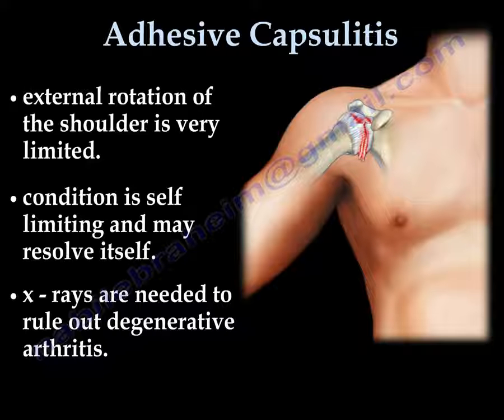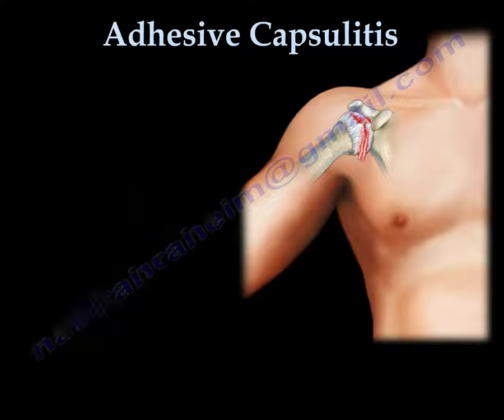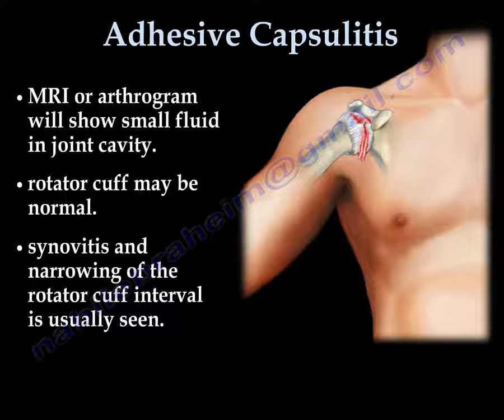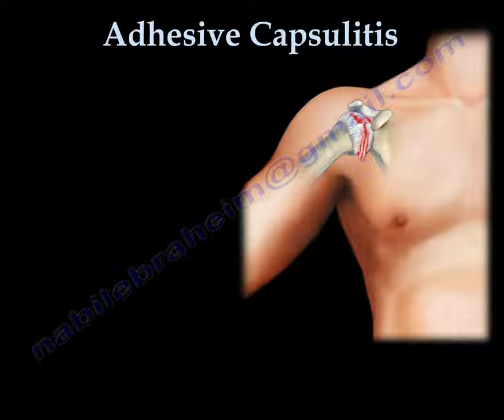It is better to get X-rays to rule out degenerative arthritis of the shoulder joint itself. MRI or arthrogram may be needed, and it will show a small fluid in the joint cavity. The rotator cuff probably will be normal. The synovitis and narrowing of the rotator cuff interval is usually seen.